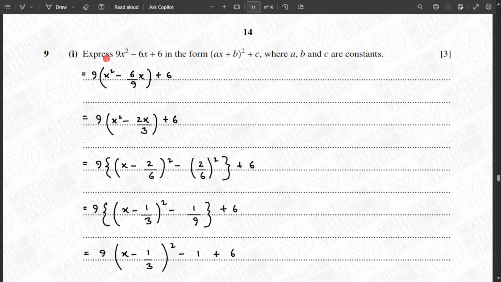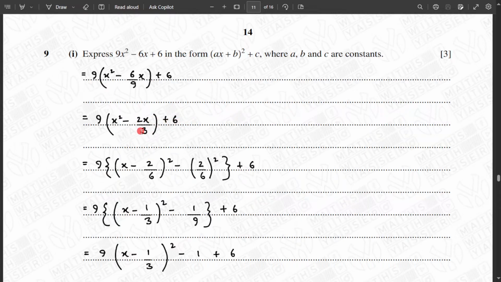Question number 9, it says express 9x square minus 6x plus 6 in the form of (ax plus b) whole square plus c, where a, b and c are constants. We can see that this is a completed square form. So what we can do, we can take 9 common from these two and we get x square minus 6 over 9 x plus 6. We can simplify it a bit further. So this will become 9 within brackets x square minus 2/3 of x, plus 6.